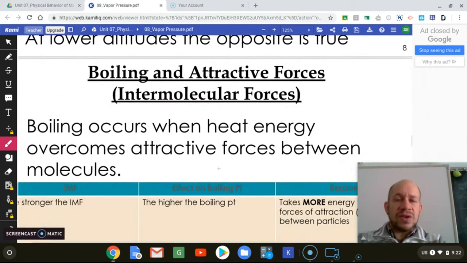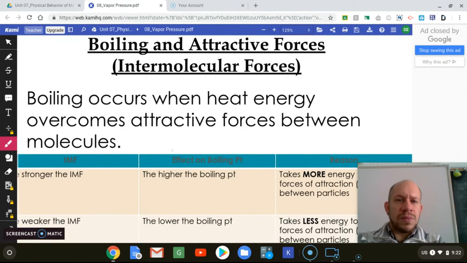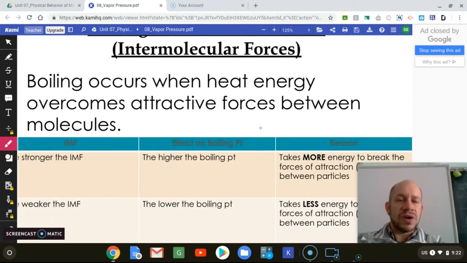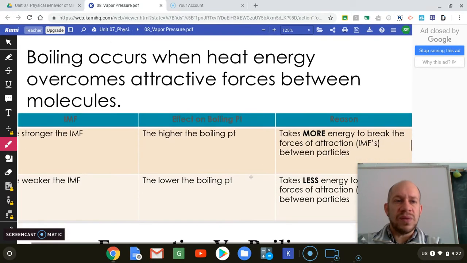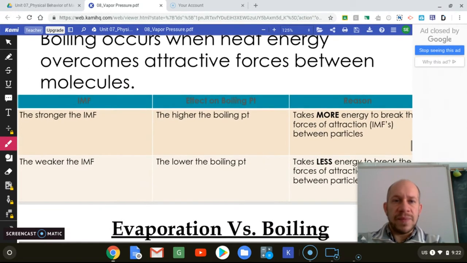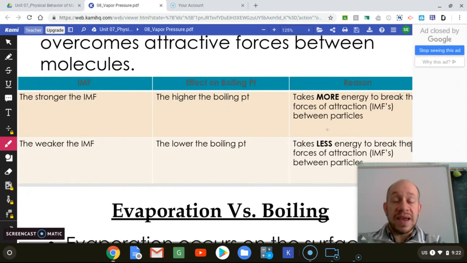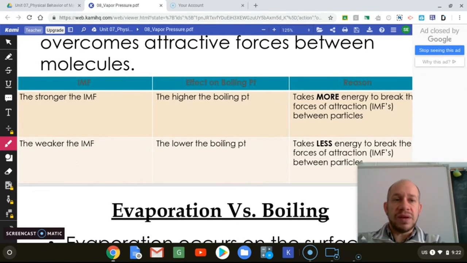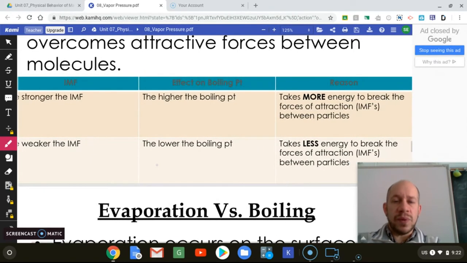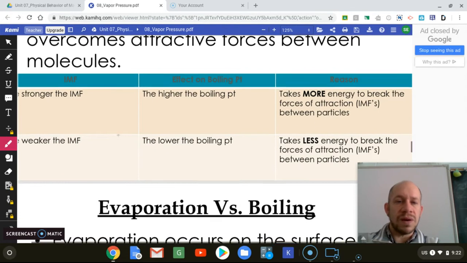Boiling and attractive forces, or our intermolecular forces. Boiling occurs when heat energy overcomes the attractive forces between molecules. So the stronger the IMF, the higher the boiling point. It takes more energy to break the forces of attraction between particles. The weaker the IMF, the lower the boiling point. Therefore, it takes less energy to break the forces of attraction between particles.